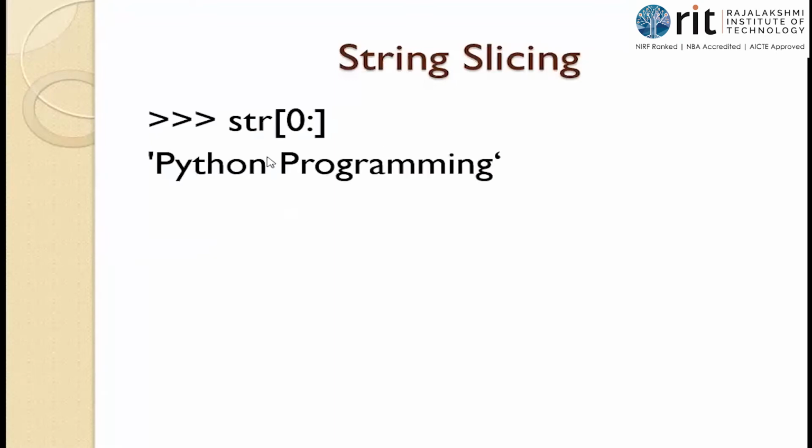So str[0:]. Now this is the slice, isn't it? The left side, 0, is the starting criterion. The starting index is included, so start at 0, the first character P, in "Python programming". After the colon you did not give the stopping index, which means you'll have to run through the string, go to the end of the string. So "Python programming" is the answer.